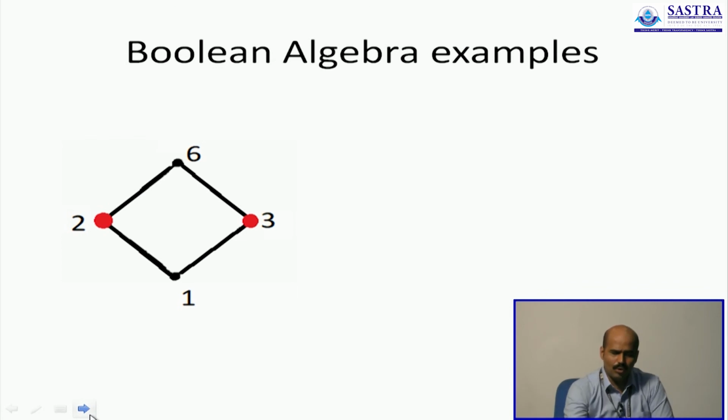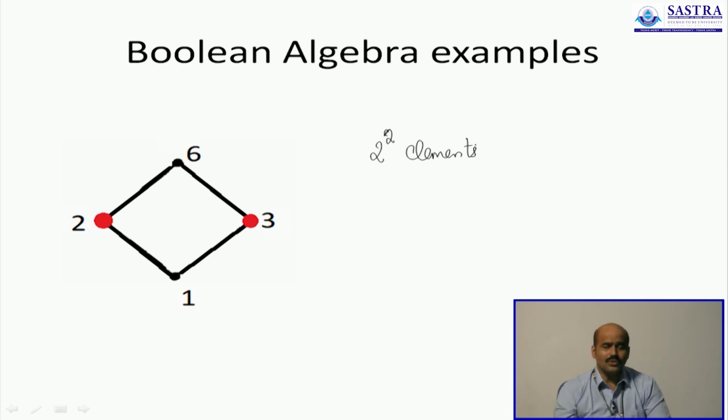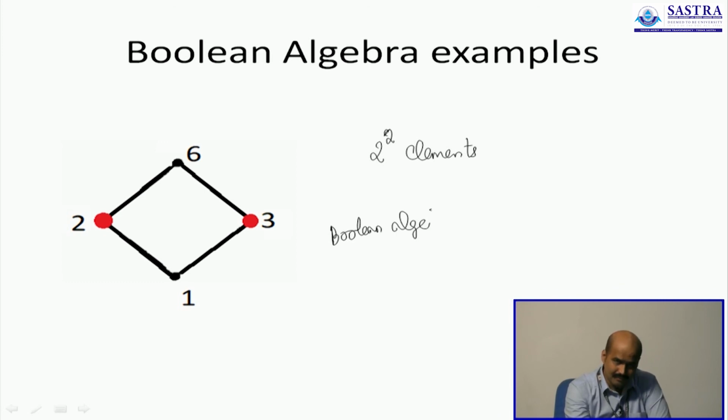This is definitely a Boolean algebra because it has 2 power 2 elements. There are only 4 elements. We already saw that it is a lattice, and it is finite, and the number of elements is a power of 2. So this is in fact a Boolean algebra. We have already verified this using the concept of the complement and the bounds, but this will also help us arrive at the same conclusion.